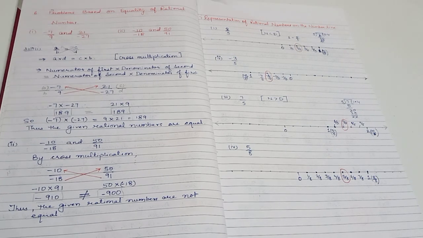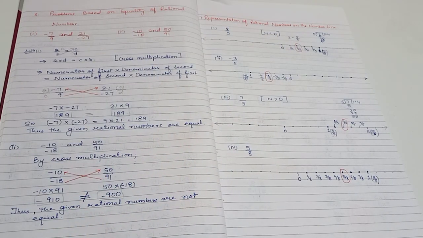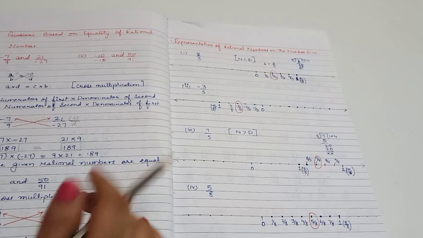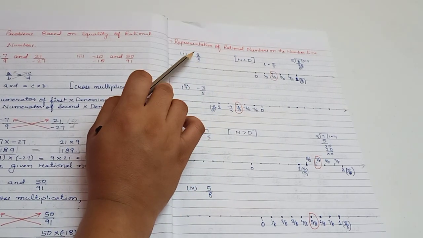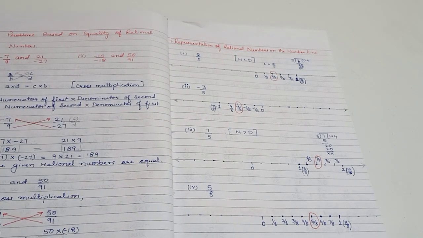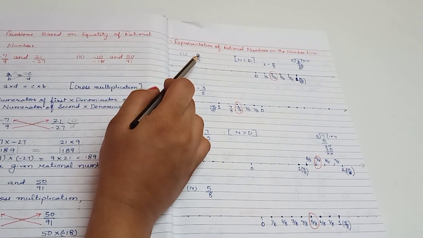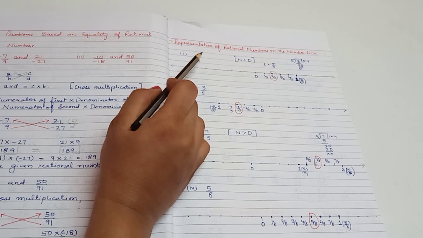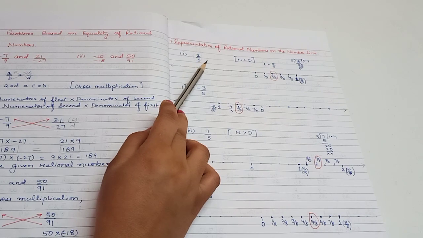Now we'll go to the next topic, which is representation of rational numbers on the number line. Now see friends, what we are going to do here. First I have taken 2 by 5. After you get any rational number, you need to see whether the numerator is less than the denominator or greater than the denominator. Here in 2 by 5, we can see that the numerator, 2, is less than the denominator, 5.